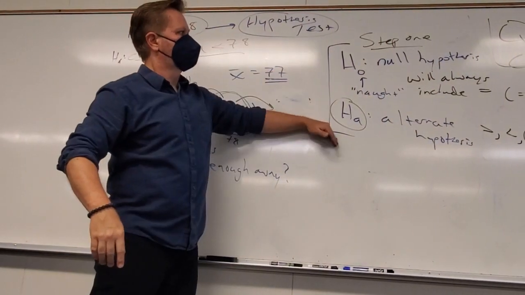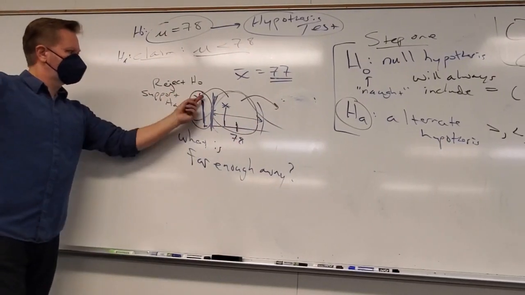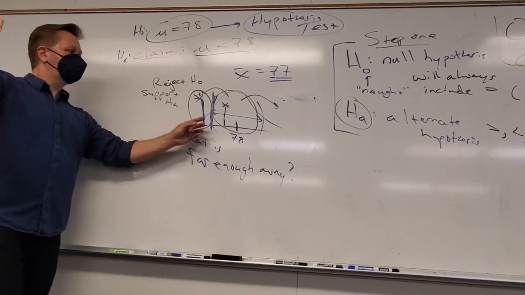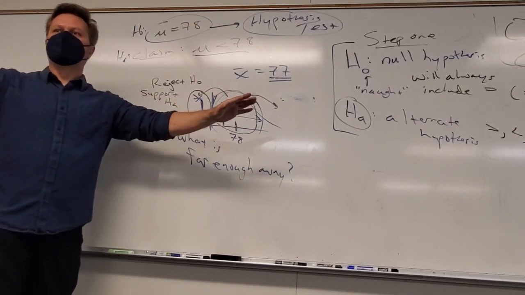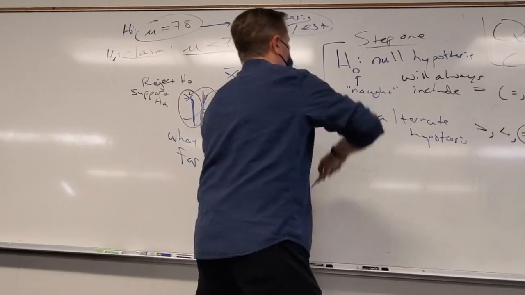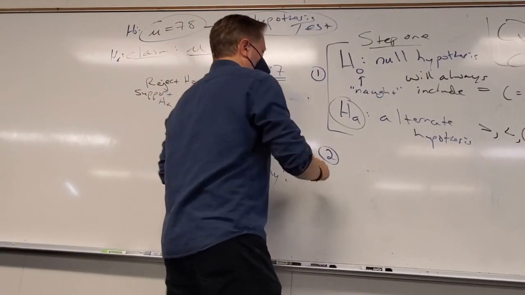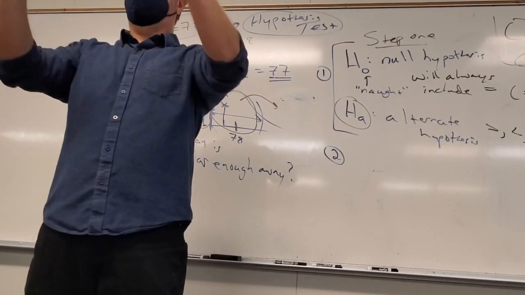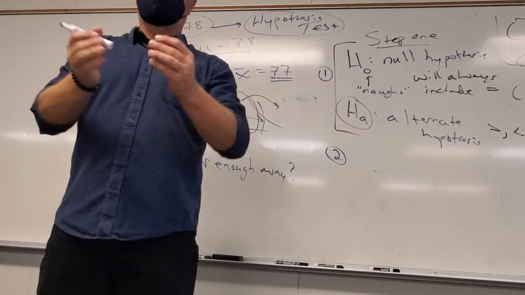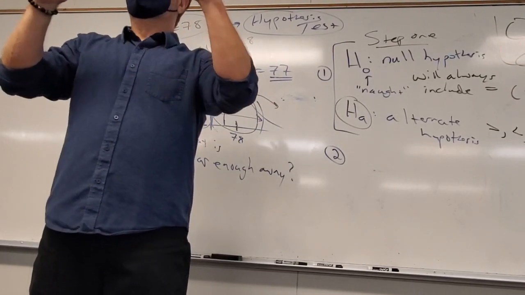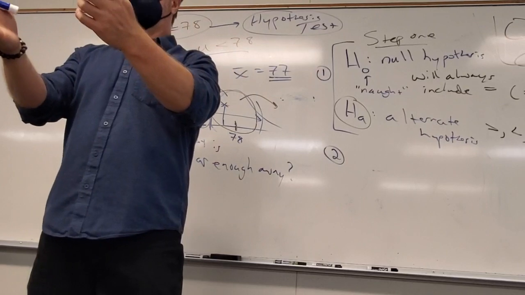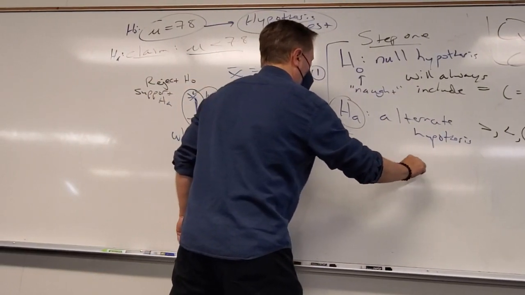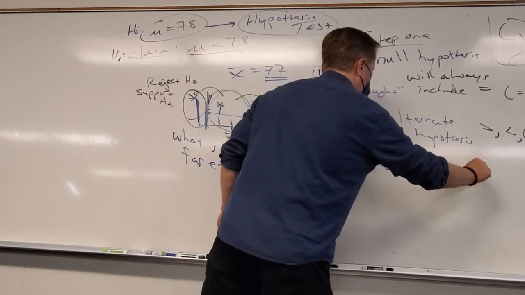Step two is going to be involved in defining what far enough away is. Well, I'm sorry, that's step three. Step two is going to be, can we even do anything? So what do we have to check? What do we always have to check to make sure we can actually use the distribution to do stuff? We have to know if the situation I'm looking at is normal. So step two would be, can we use Z or T?